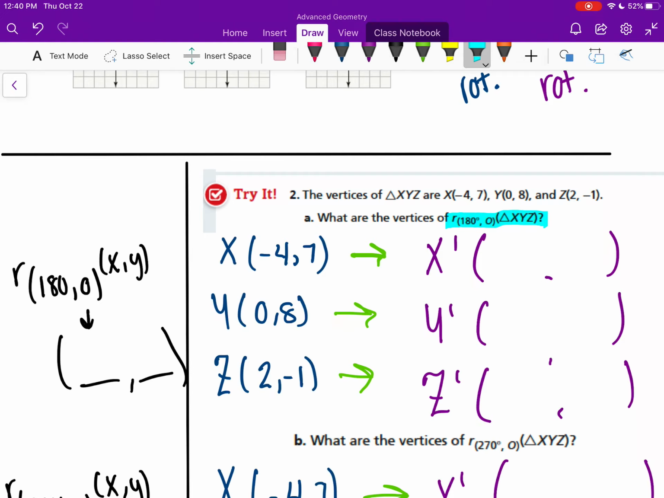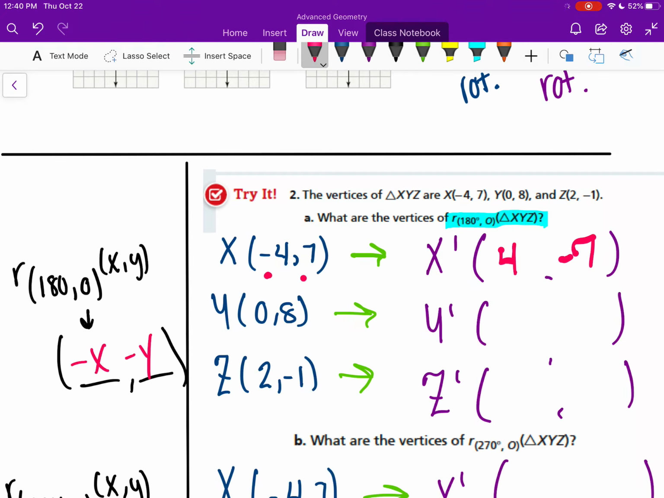So first we need to know our rule for a 180 degree rotation around the origin, which is (x, y) becomes (negative x, negative y). We truly keep our coordinates in the same position and change their sign. So our X of (negative 4, 7), the X prime, so the image of that would be (positive 4, negative 7), if we're changing their signs.